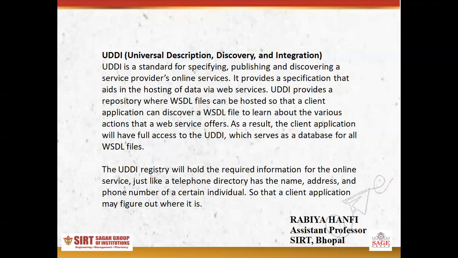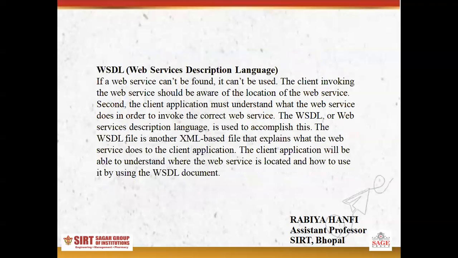The WSDL file database is called UDDI. UDDI is providing, specifying, publishing and discovering online service providers. It provides the specification of hosting, and a repository for WSDL. The UDDI registry will hold the required information for the online service, just like a telephone directory. It has a name, an address, and a phone number, so that the client application may figure out where we have to go or where we have to send the data.